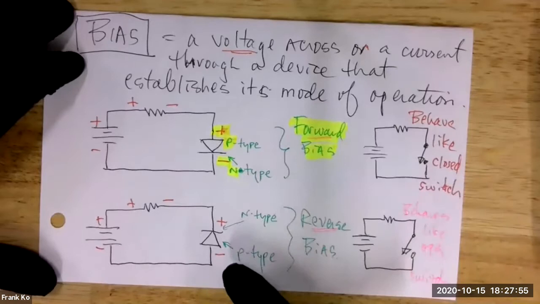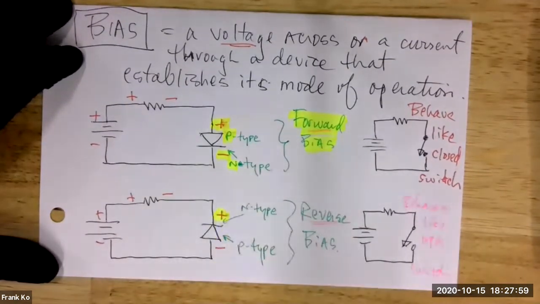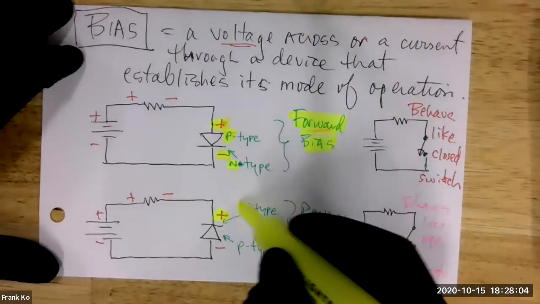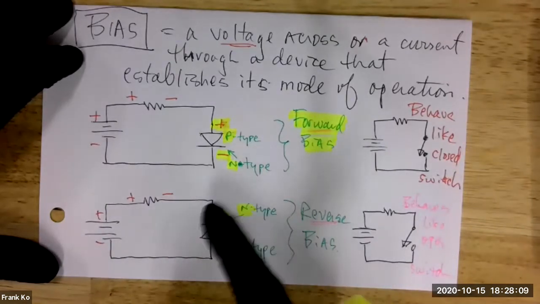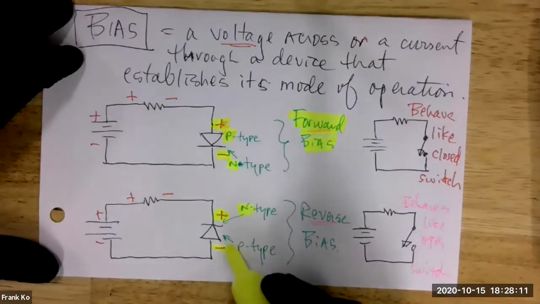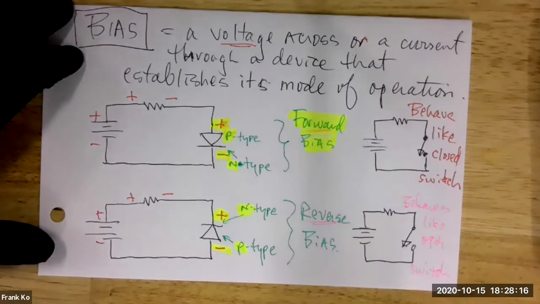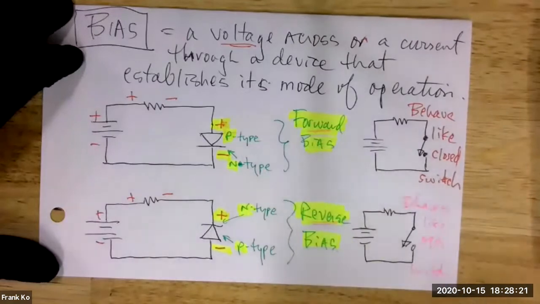Now take a look at the lower diagram. On the lower diagram, I have what polarity at the top of this diode? Positive. But the positive is being presented to what type of material? So I have positive to N, and I have negative to P. So I don't have N to N, P to P, do I? So this is called what type of bias? Reverse bias. It's very important you understand that difference.